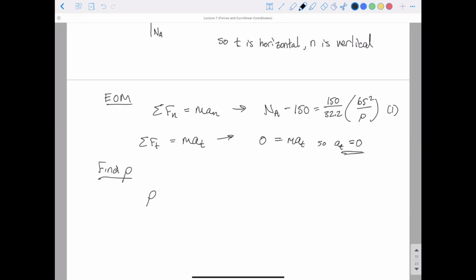So our equation for rho is 1 plus dy dx squared, all to the power of 3 over 2, divided by the absolute value of d squared y dx squared. And we're going to evaluate this right at that point where the skier is, which is when x is equal to 0.